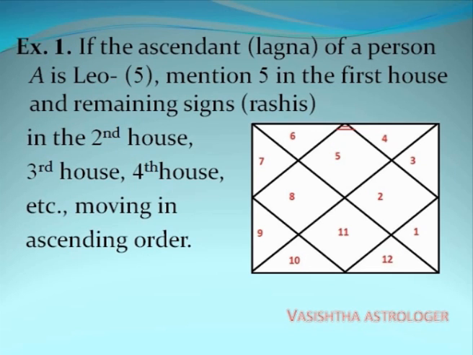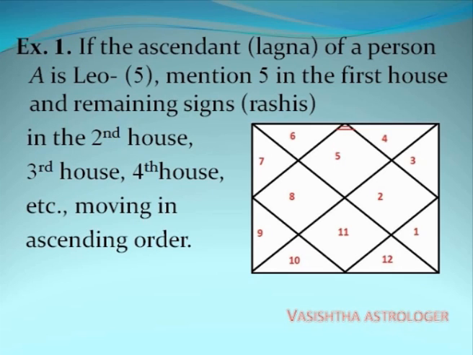That is, sign number 6 in second house, sign number 7 in third house, sign number 8, that is Scorpio, in fourth house, sign number 9 in fifth house, and proceeding in this way, sign number 4, that is Cancer, in 12th house. So, in a North Indian birth chart, Lagna or ascendant is a special character. Identify ascendant and place it in first house. After this, proceed as directed in this example.